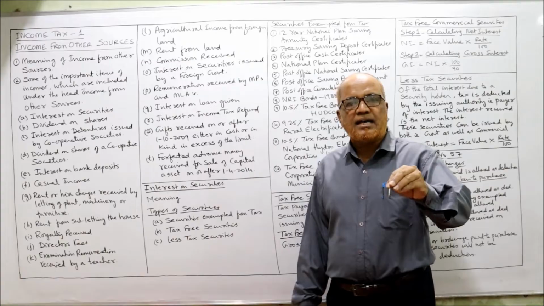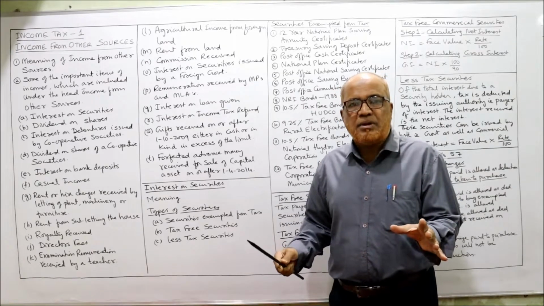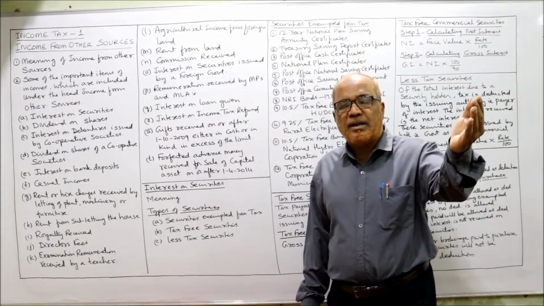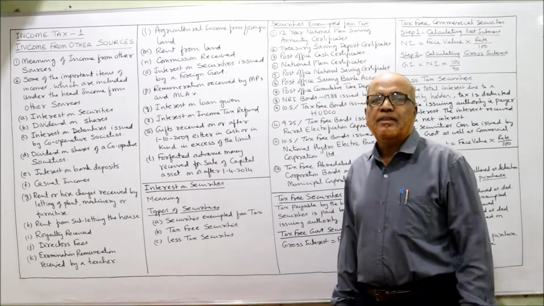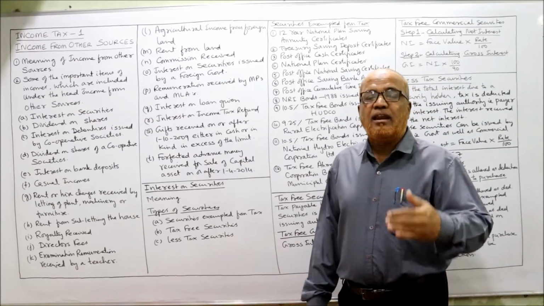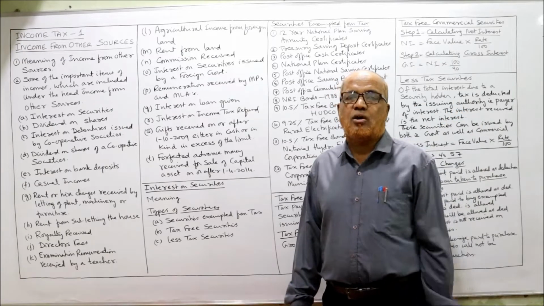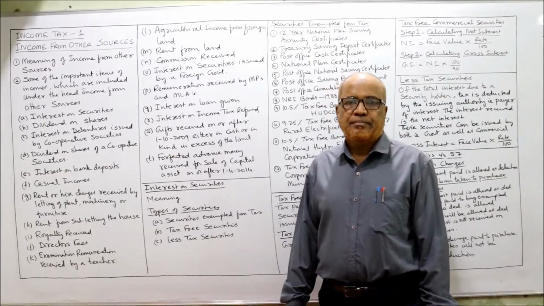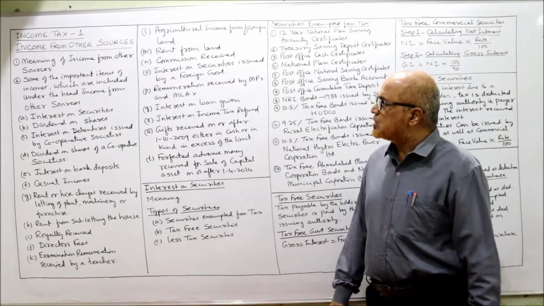Sometimes a person has paid more income tax. So after making the assessment, the income tax department will refund the excess income tax paid. That is called refund of income tax. So if there is a delay in the refund of income tax, then the income tax department will give interest on the income tax refund. That interest is taxable under income from other sources.